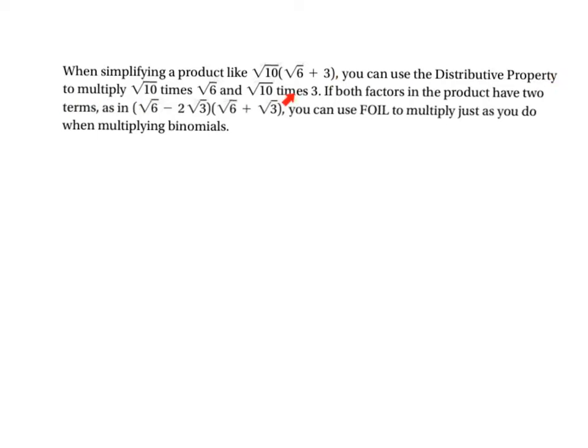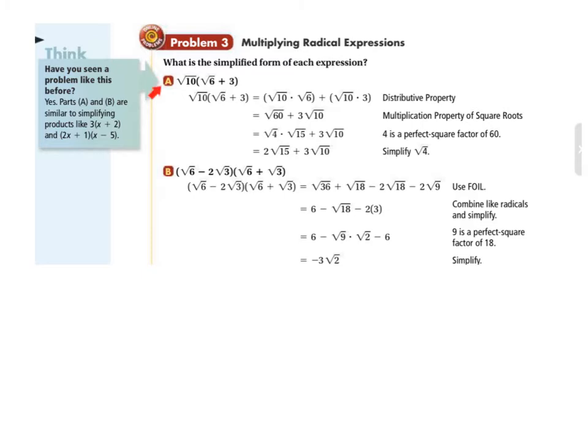So we can use the distributive property. If we have two factors in there, we can FOIL. And again, all the rules apply after you multiply them. So don't forget that the FOIL method is one of those lovely things that we learned. So here, square root of 10 times, and then in parentheses, square root of 6 plus 3. You distribute that.